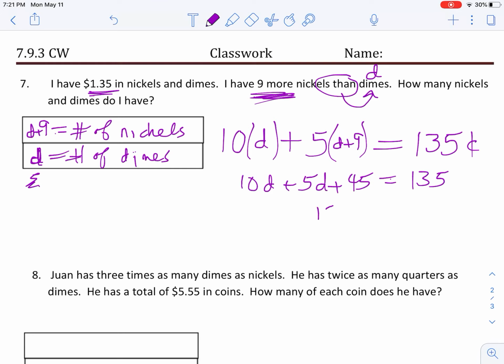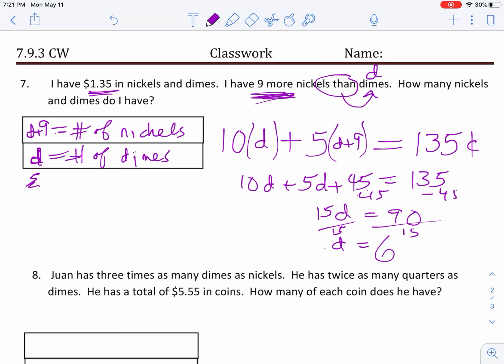Okay, so 10d plus 5d plus 45 equals 135. So I can combine my variables. I'm going to subtract 45 from both sides. So 15d equals 90. I'm going to divide both sides by 15. So d is going to be equal to 90 divided by 15. I know 2 15s gives me 30, so I think 90 divided by 15 is going to be 6.